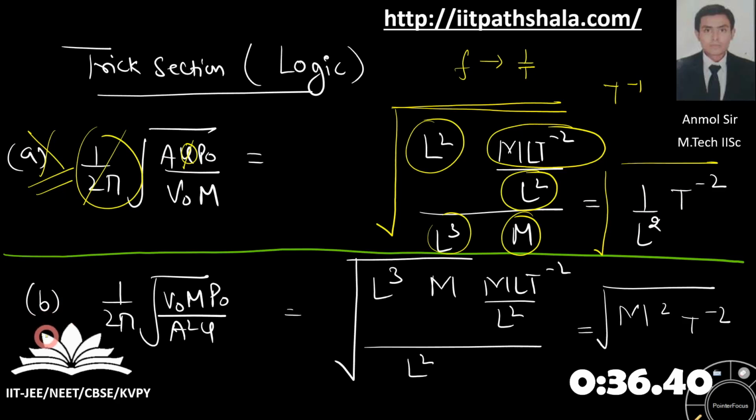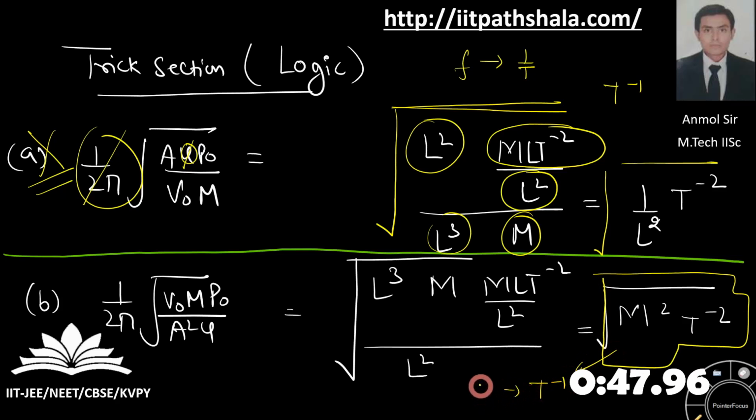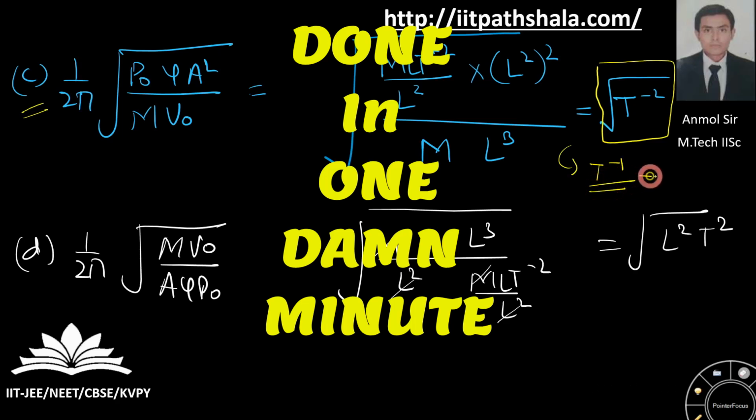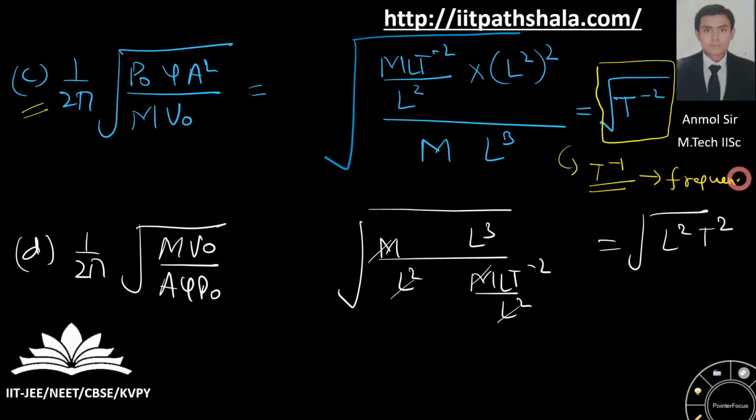Going toward option B, when I replace every parameter over here by the equivalent dimension, I am left with the following expression. It is also not T inverse, which is the dimension of frequency. So I can say that this is not an option. Moving forward to option C, I am left with T^-2 square root, which is nothing but my T inverse. So this is the dimension of frequency. So I can say that my C option is my correct option.